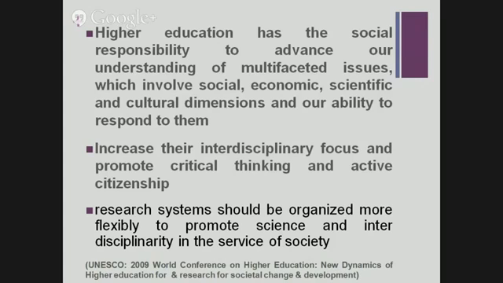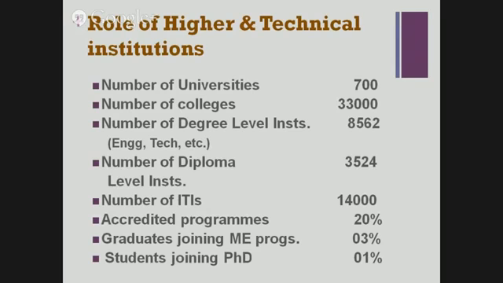In India, we have the third largest system of education in place. And the higher and technical education system comprises 700 universities, 33,000 degree colleges, about 13,000 technical institutions which offer degree or diploma level programs in engineering and technology, hotel management, arts, pharmacy, etc. And in addition to that, there are about 14,000 industrial training institutes which produce technically trained, skilled manpower.